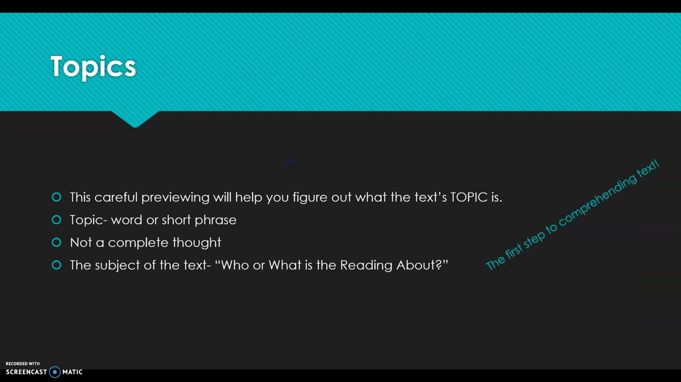That helps you figure out what the text's topic is, and that's the first step to really understanding the text, to comprehension. If you know what the specific topic is, then you can work on the main idea and figuring out all of the important details. But you have to understand what a topic is. A topic is a word or a short phrase. It is not a sentence. It is not a complete thought. Sometimes we call it the subject of the text.